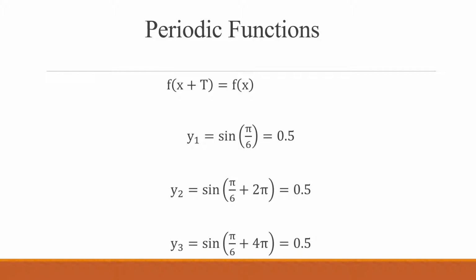The argument of y1 is just pi by 6. The argument of y2 is pi by 6 plus 2 pi, and the argument of y3 is pi by 6 plus 4 pi. So we see that the argument of the sine function is changing by a multiple of 2 pi, and we are getting the same value of the functions y1, y2 and y3.